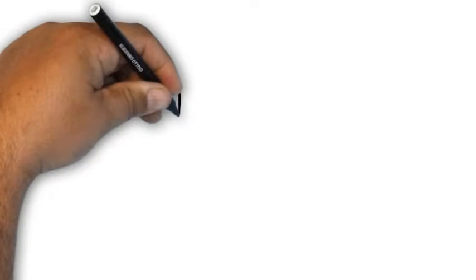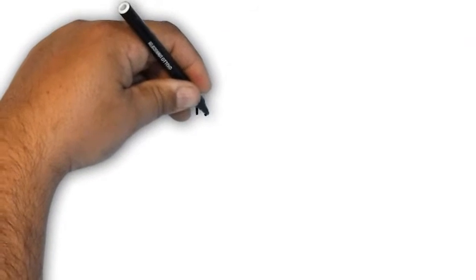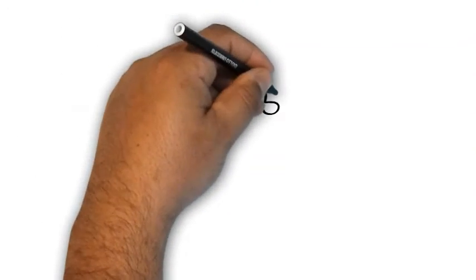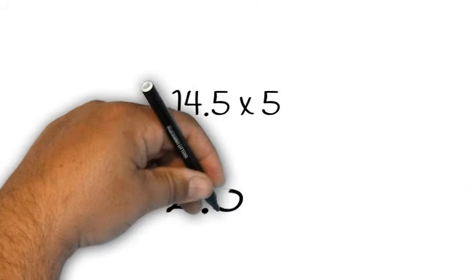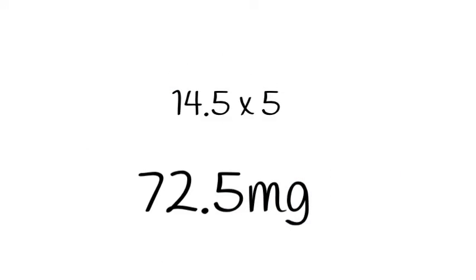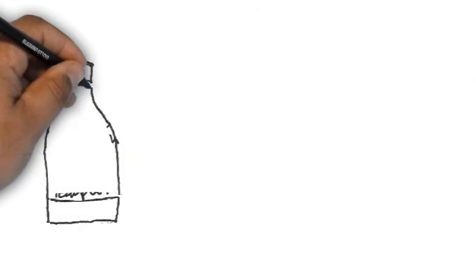So now we know that we need to give 5 milligrams for every kilogram of body weight. Well, the kilograms is 14.5, so we have to say 14.5 times 5, and that equals 72.5 milligrams. That's how many milligrams we're going to want to give. And you plan on administering that 72.5 milligrams from the bottle here.